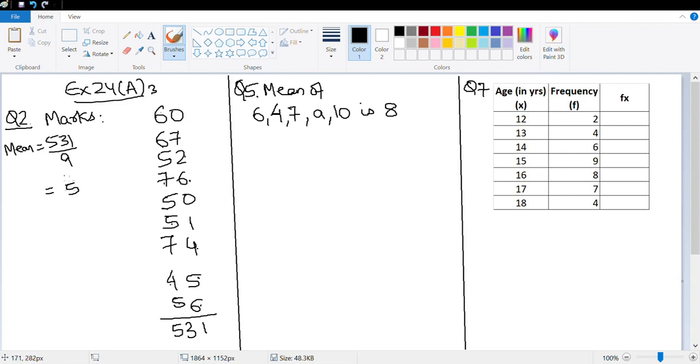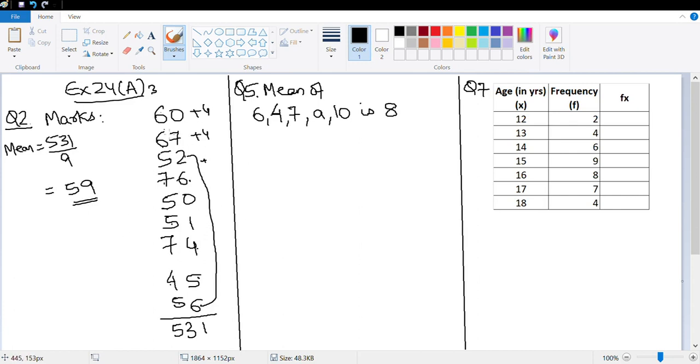5, 9s are 45 and 81. That's 59. Perfect. So the arithmetic mean is 59. There's a part 2 of the question. If marks of each student were increased by 4, which means if I increase this by 4, increase this by 4, and everyone we increase by 4, what will be the new arithmetic mean?